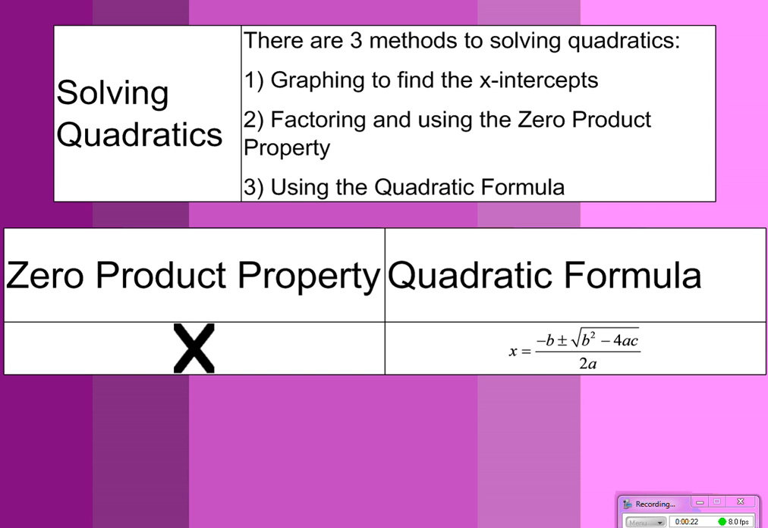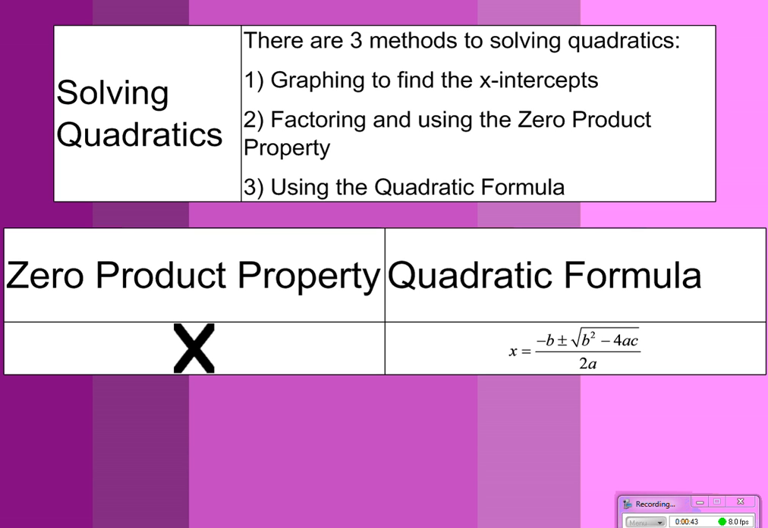The first one is graphing to find the x-intercept. If you can graph, you can figure out where it crosses the x-axis. That is one way to solve a quadratic. The second one, if you don't like graphing, would be factoring. You factor it, and then you use the zero product property. That is where you set your two factors equal to 0 and solve for each one, and that will give you the answers as well.